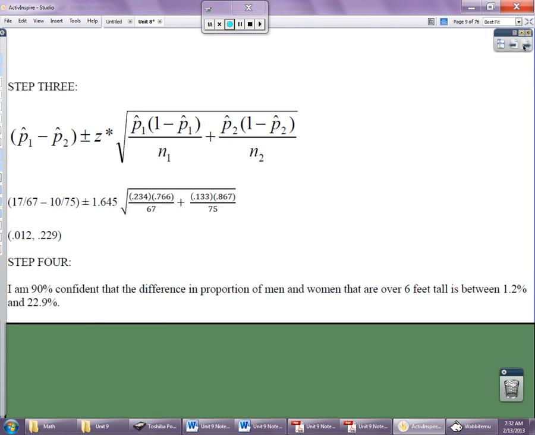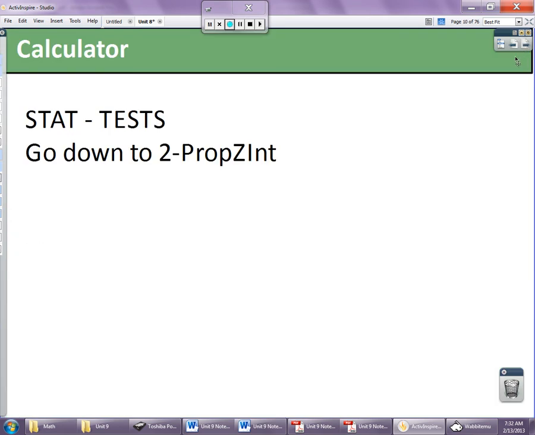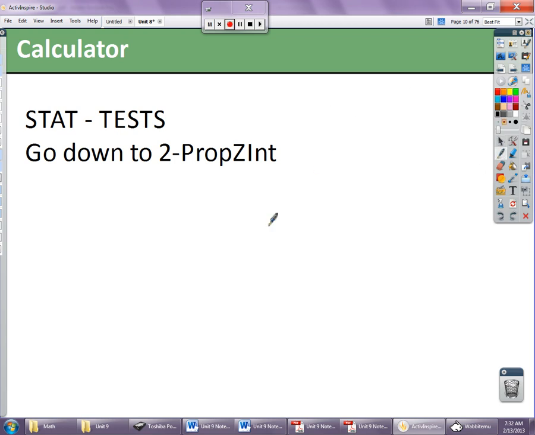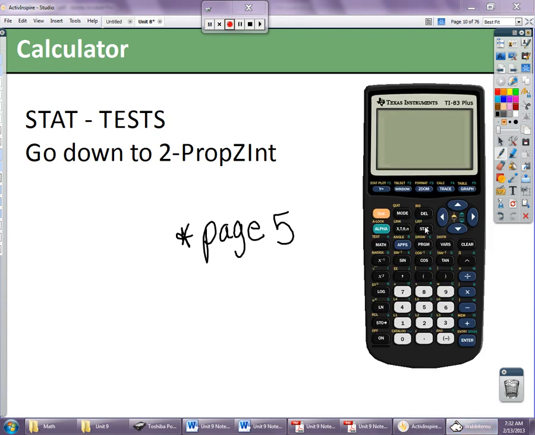So what I want you to work on in class now is the next page of your packet, which is page 5. And in case you can't remember how to do it on your calculator, you're going to go to Stat, Tests. You're going to go down to 2-proportion Z interval. So again, you're going to do Stat, arrow over to Tests, arrow all the way down to the 2-proportion Z interval, and you're going to enter your X1 and N1, your X2 and N2, and then your confidence level. So if you want to check either of those examples that we just did, but right now I would like you working on page 5.